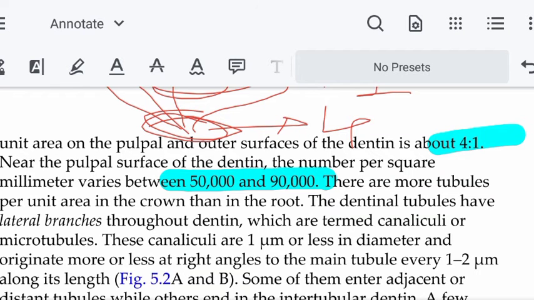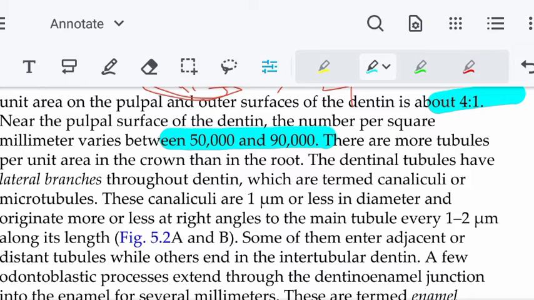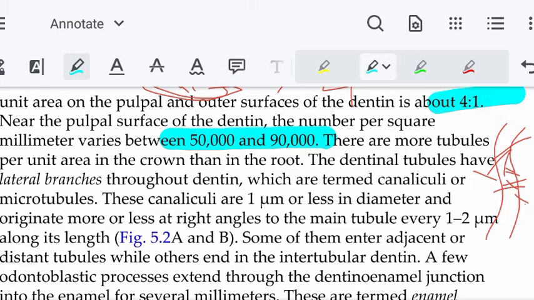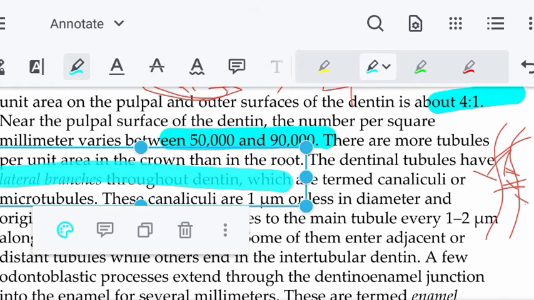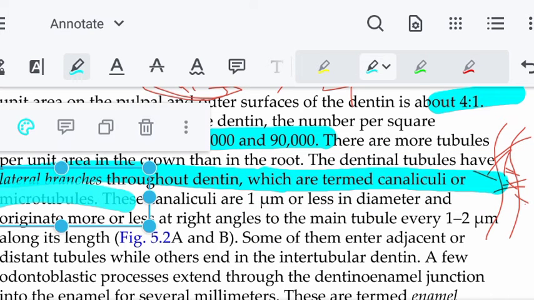Okay. The dentinal tubules have lateral branches. These S-shaped dentinal tubules also have some lateral branches, which anastomose with the adjacent dentinal tubules. So they anastomose with each other. Okay. These lateral branches throughout dentin are termed canaliculi or microtubules.